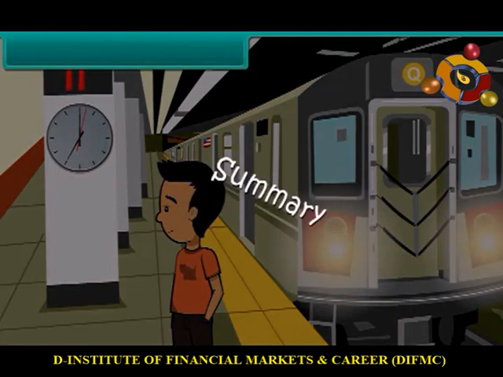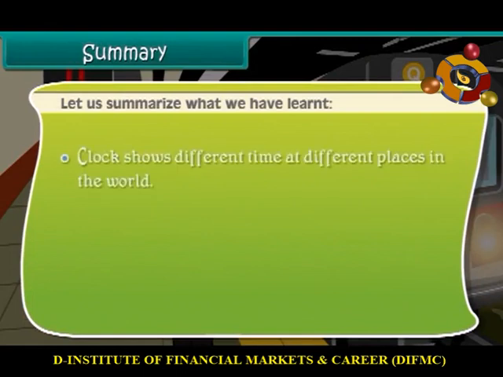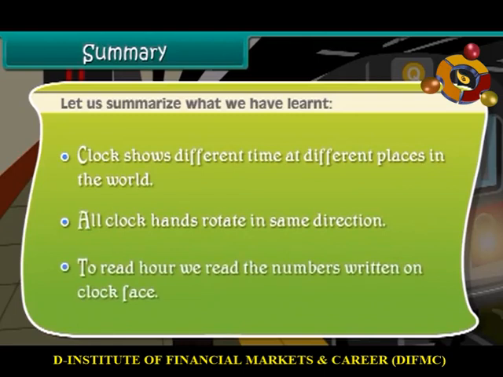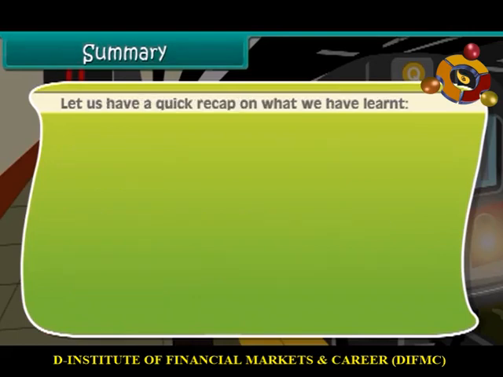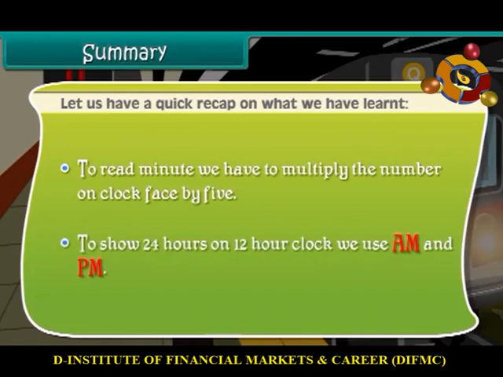Summary. Let us summarize what we have learned. A clock shows different time at different places in the world. All clock hands rotate in the same direction. To read the hour, we read the numbers written on the clock face. To read the minute, we have to multiply the number on the clock face by 5. To show 24 hours on a 12-hour clock, we use AM and PM.